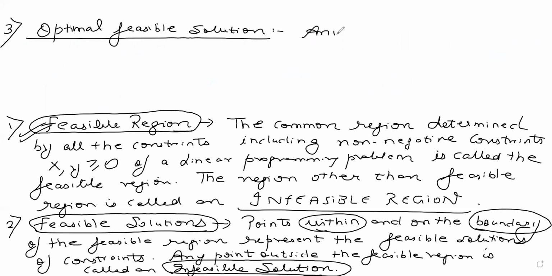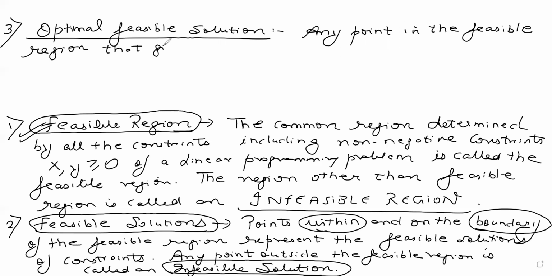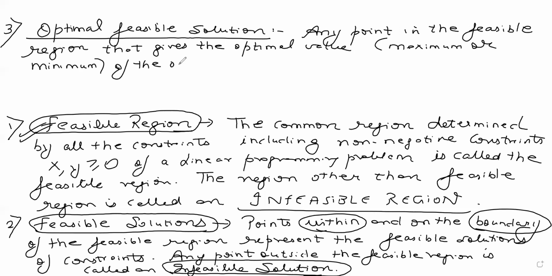So any point in the feasible region that gives the optimal value, which can be either maximum or minimum, of the objective function, is called an optimal solution.